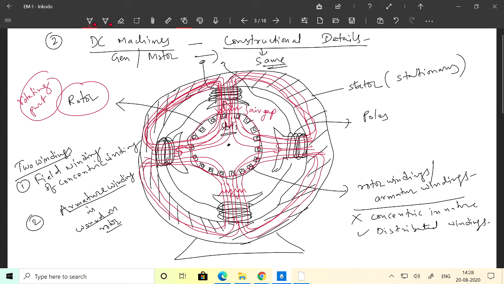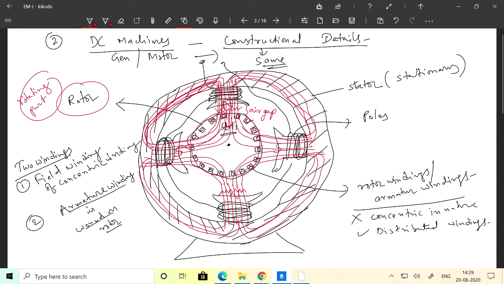So the only element that is rotating is the rotor. Everything else is stationary. The rotor is rotating and the conductors in the rotor slots will be cutting these flux lines. Then the EMF is induced according to Faraday's laws of electromagnetic induction, and we will discuss that. But right now what I wanted to say is, because the rotor is rotating, it is cutting the flux lines.